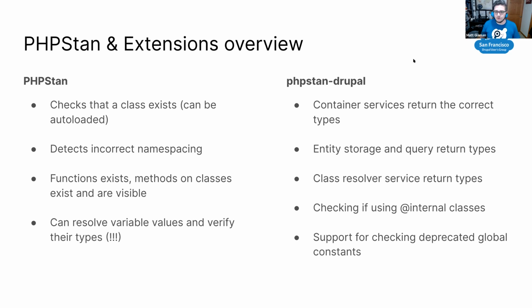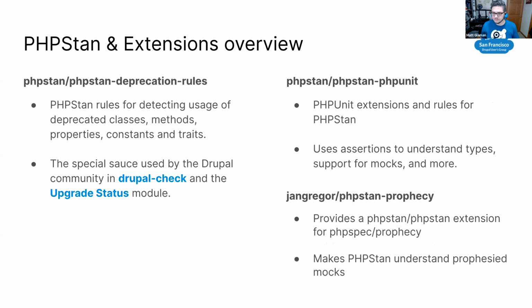And then with PHPStan Drupal, some of the features, I'm going to dive into these more, but basically, if you fetch services from the container, they let PHPStan know the correct types. There are a bunch of cool helpers with entity storage and class resolvers. And one thing it adds is checking for global deprecated constants. I can't remember if that's covered later on, but I'll make sure to circle back on why that's a special thing for deprecated global constants. And then some of the extensions.